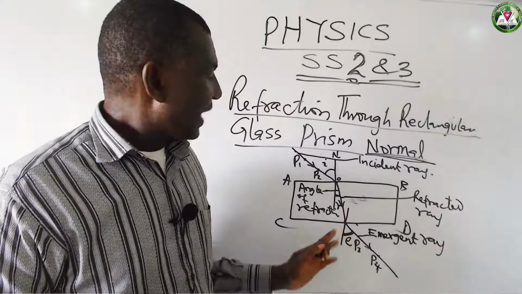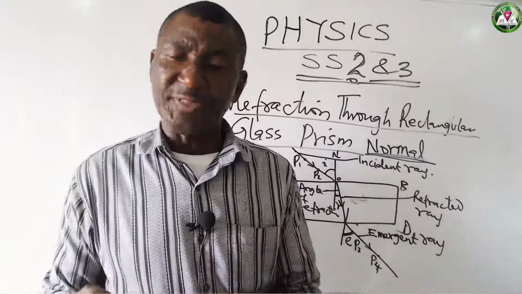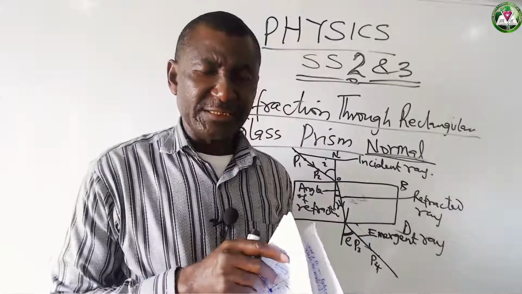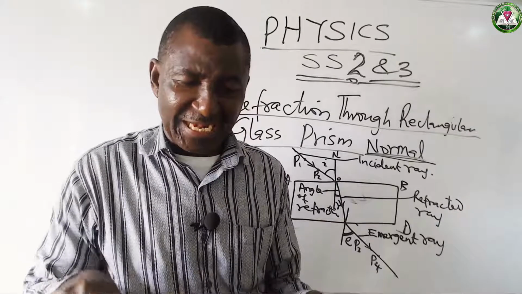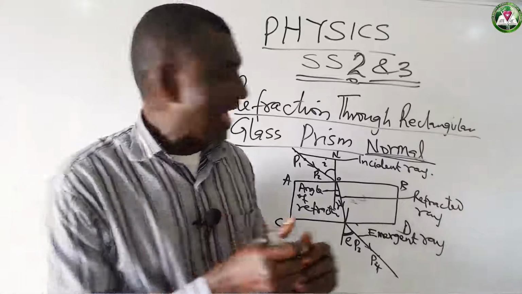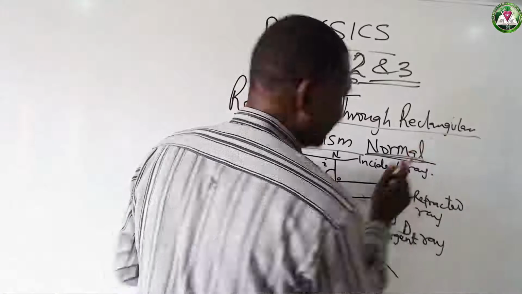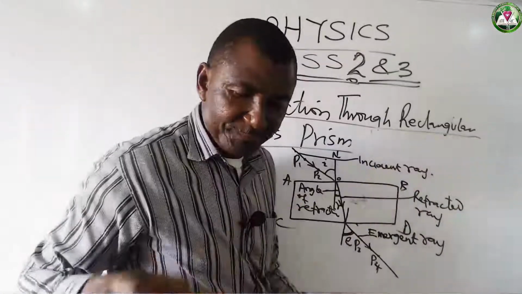So we have to see that someone actually worked on this, and the person that worked on this is no other person than the person we know as Snell. Snell is spelled S-N-E-L-L.